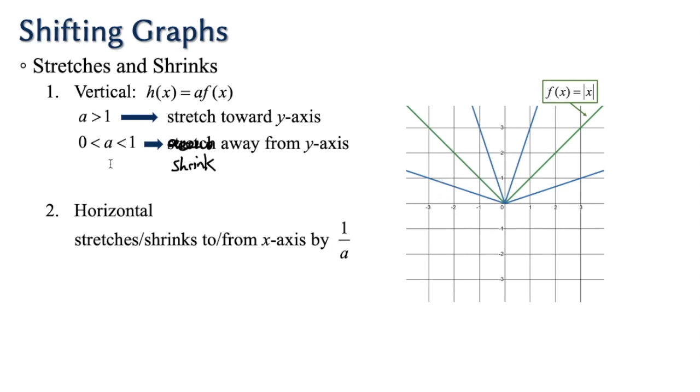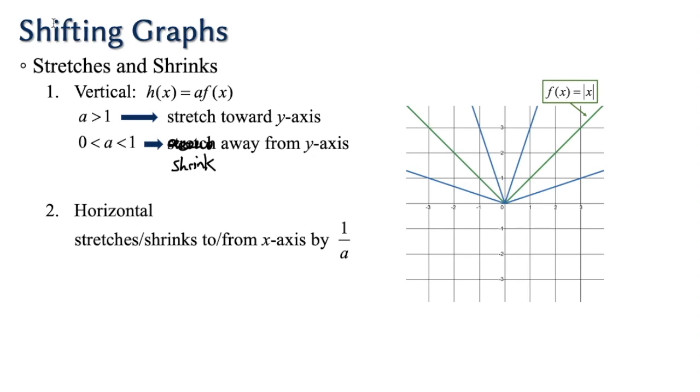because it kind of slows down how vertical it gets, because you're only taking maybe a third as much or 3/8 as much, something that's between 0 and 1. So when you stretch vertically, you get more vertical, toward the y-axis. When you shrink vertically, again, you're moving away from the y-axis and getting steeper, slower.